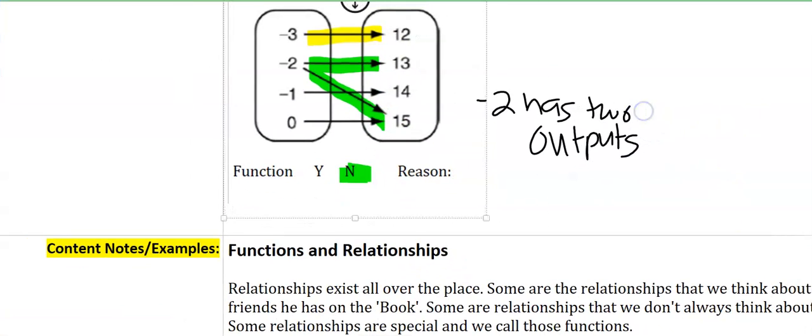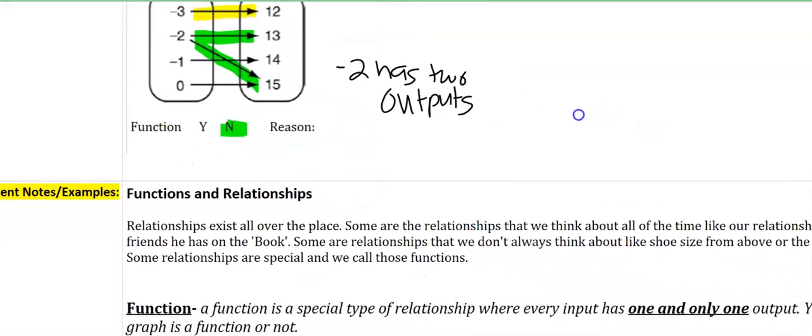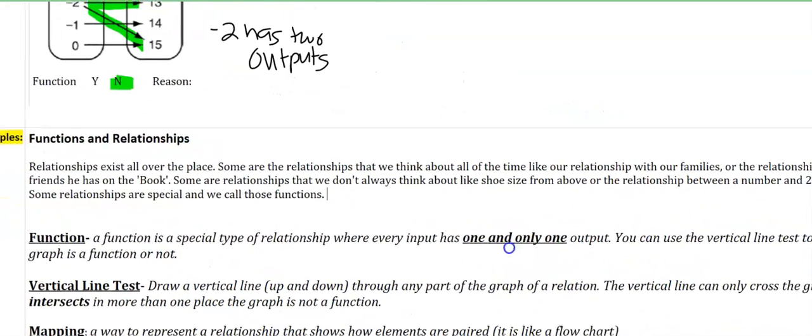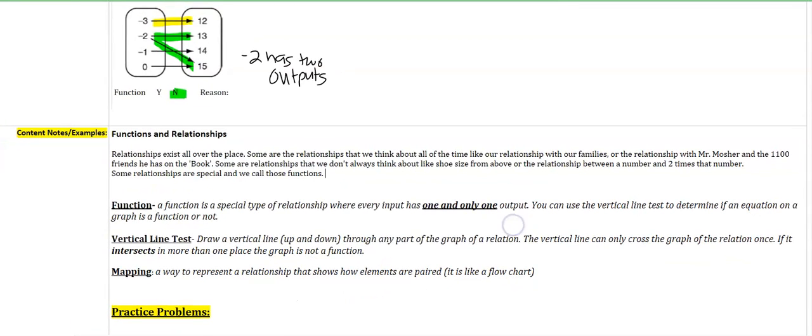So, if we move on, our notes go over functions and relationships. Zoom back out. Like I said in the warm-up, a function is a special type of relationship where every input has one and only one output. Now, that was given to us in a mapping, which down below says is a way to represent a relationship that shows how elements are paired.